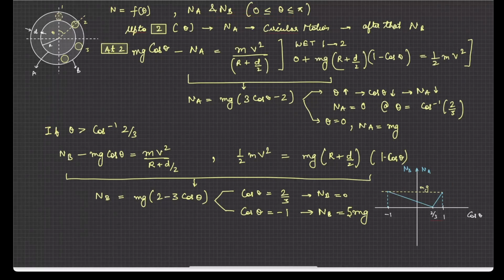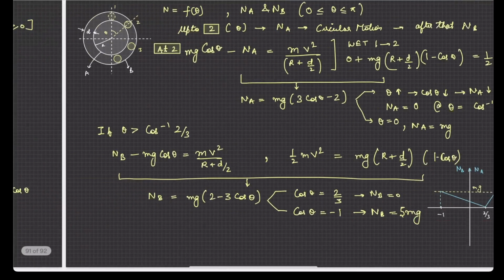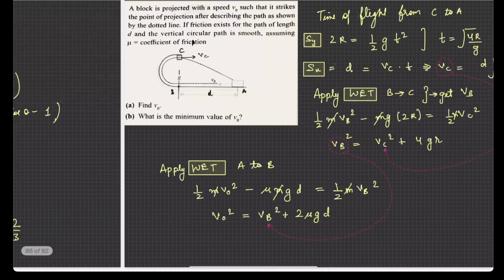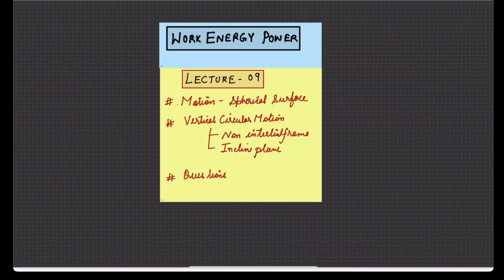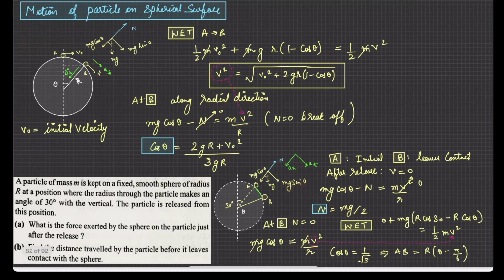So that's all for today. We'll take a quick review and then we'll wrap up. So today we have seen motion on a spherical surface, how the small ball is rolling on the spherical surface, and if it falls, we have to find out at what theta it is going to fall, and we have to find the velocity as a function of theta. That is what we have found out.